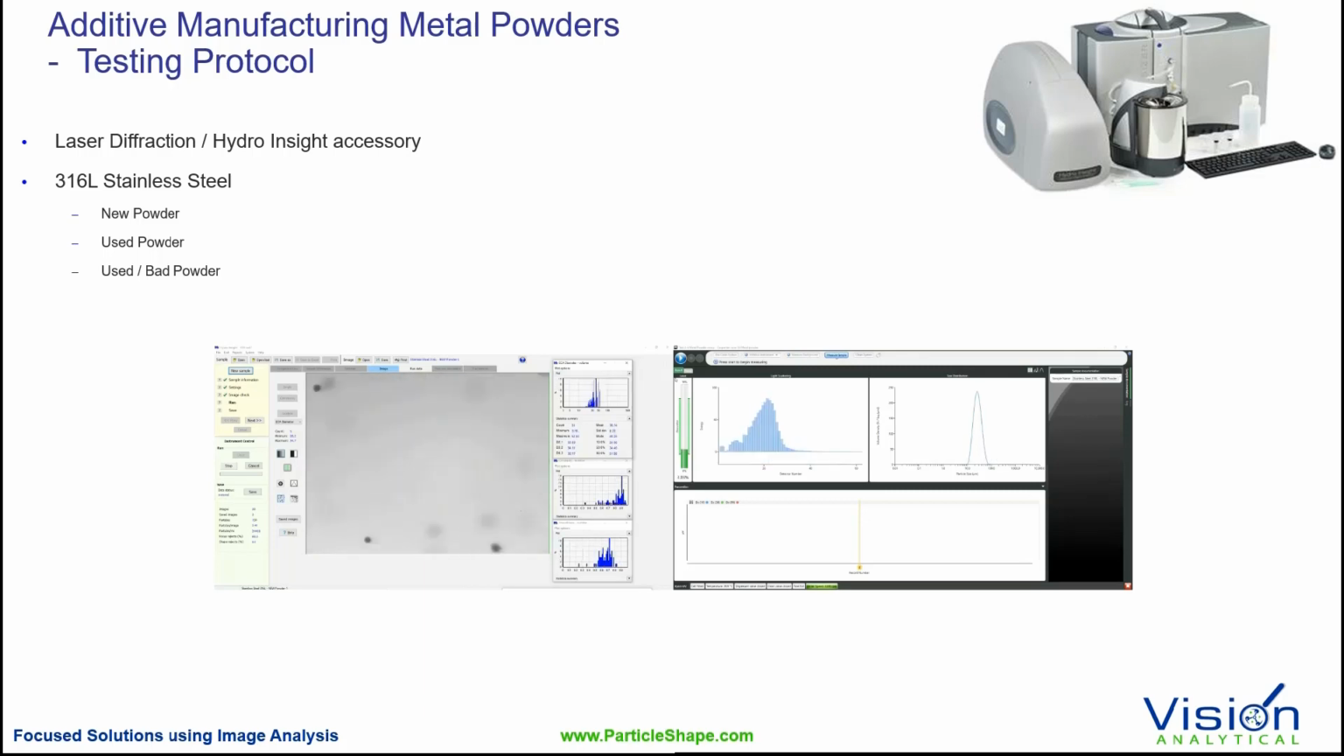So that's why sometimes you'll get customers that are interested in using particle size analyzers, not only to assure that the new powder they get from their vendor is good, but also to see if their used powder is too used. In this case, this bad powder is an example of something that was overly used and would not work anymore.